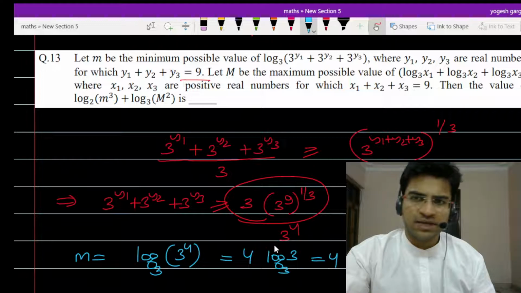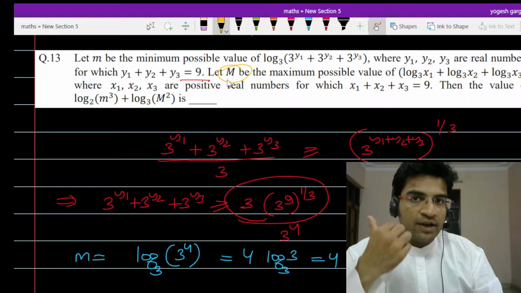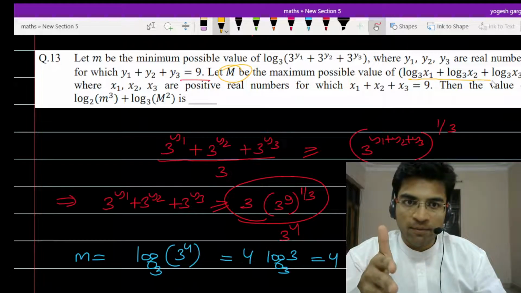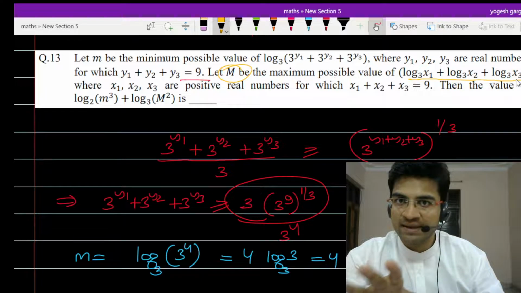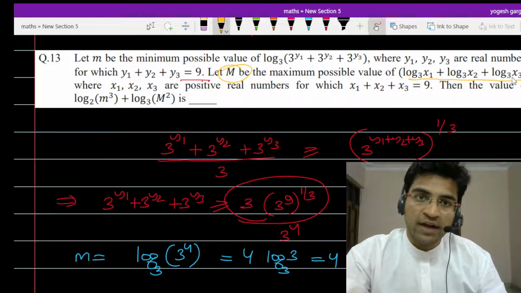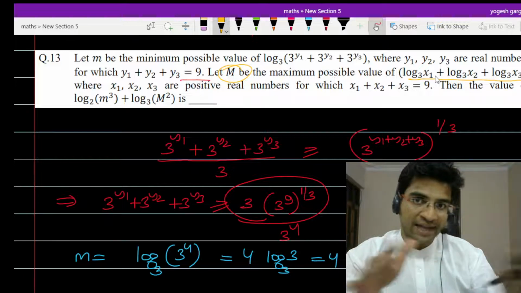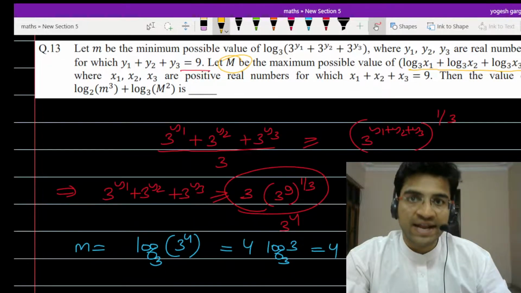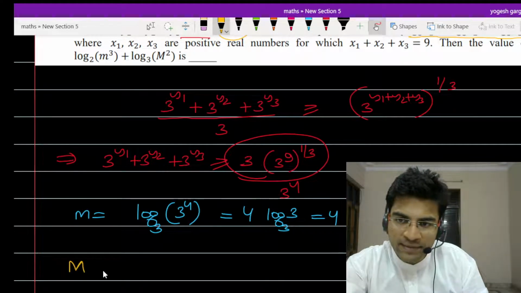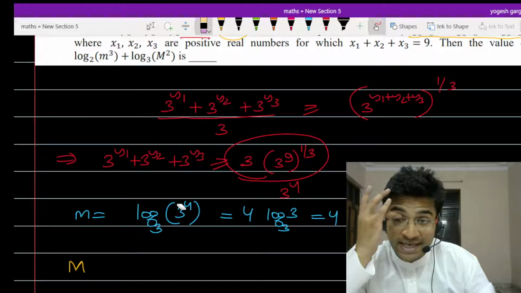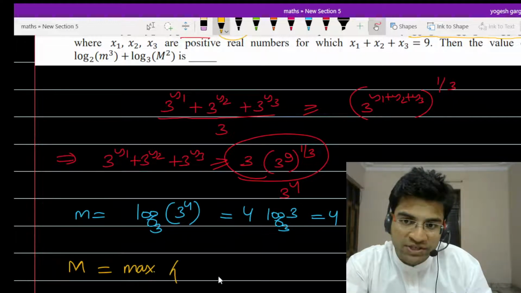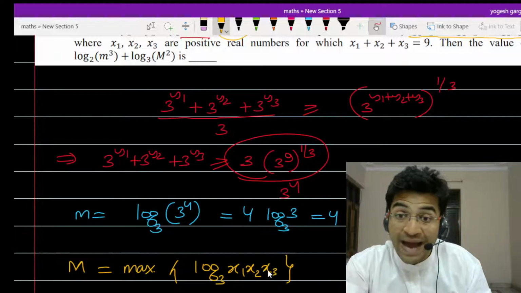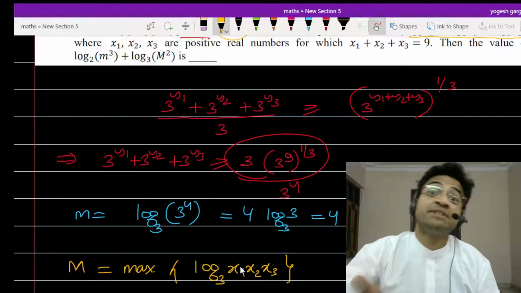Now how to find capital M? Same logic, but capital M is the maximum possible value. So inside we should not have a sum, and it is erroneous to use the idea that the sum of these three numbers is greater than or equal to their product, because it will not help us in any manner. Instead, we can use the property of log. We have addition outside, so we will have multiplication inside. So this expression is nothing but log base 3 of x1 x2 x3. Capital M is the maximum value of log base 3 of x1 into x2 into x3. So we have to find the maximum value of x1 x2 x3, and that can be done by using the idea GM is less than or equal to AM.